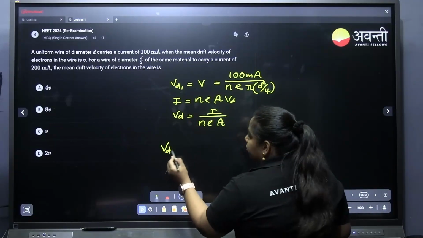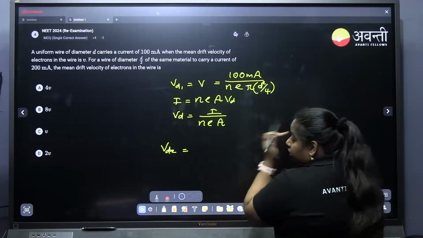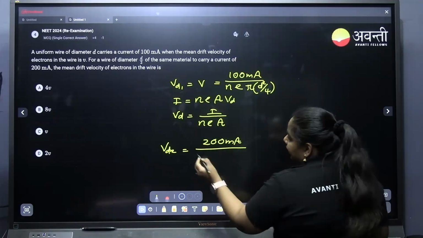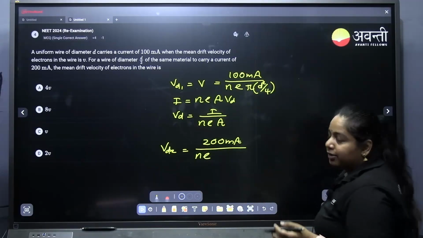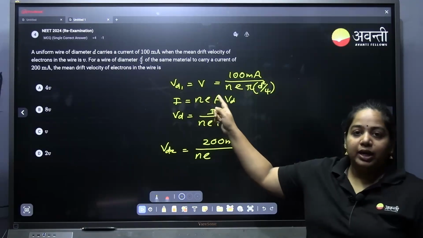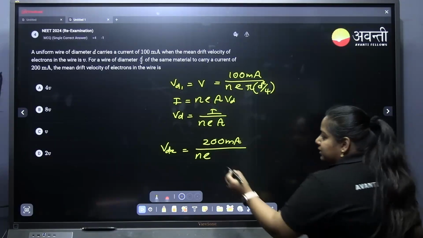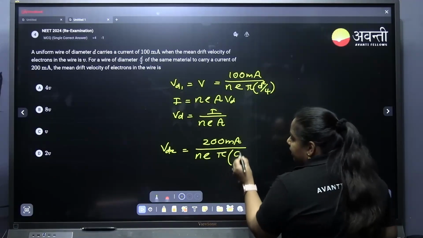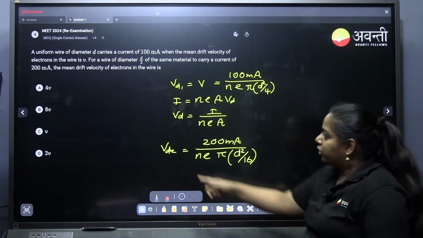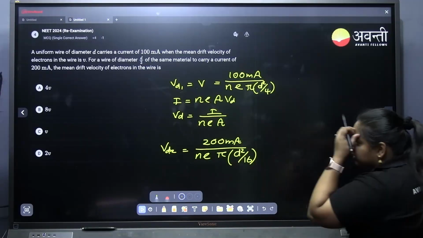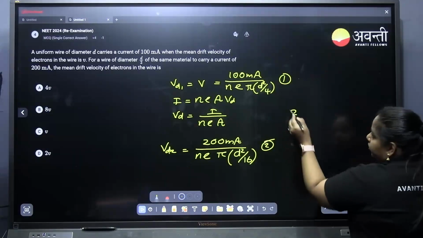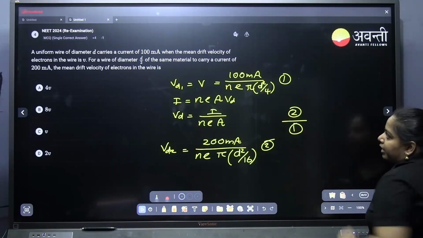Drift velocity of 2 is equal to what? Current is given as 200 milliampere, NE same only, it will not change, and what? Wire diameter is d by 2, radius d by 4, which means area pi d square by 16. If you want to find drift velocity of 2, you have to find 2 divided by 1 and solve.